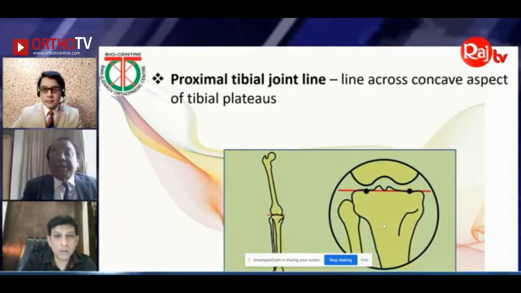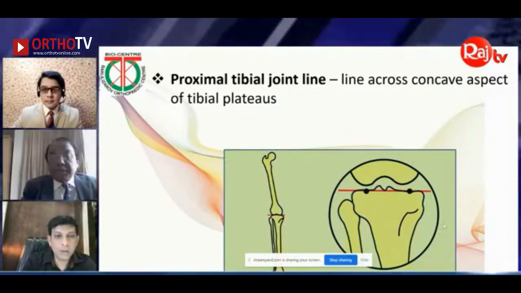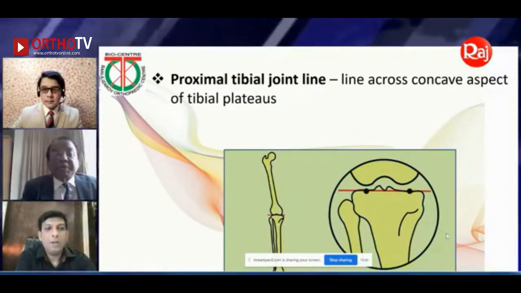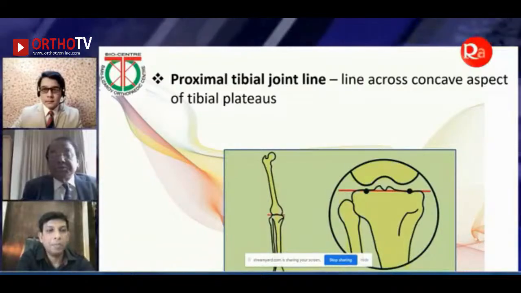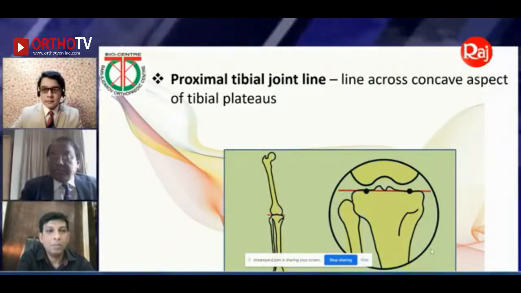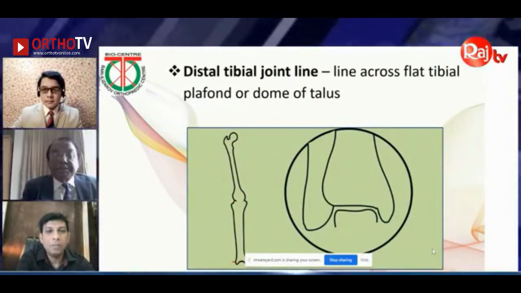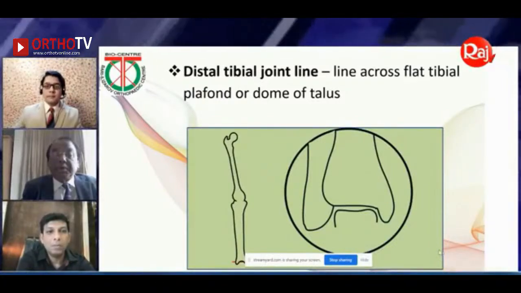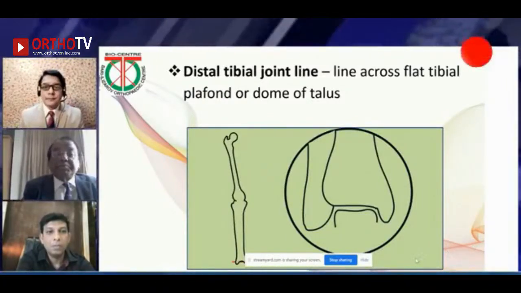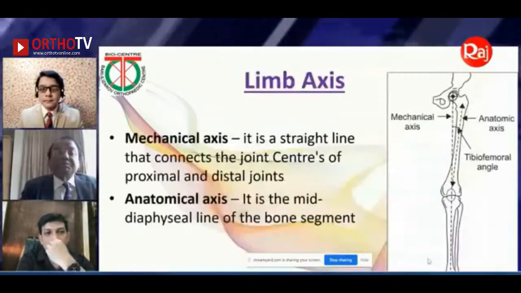Proximal tibial joint line: the line crosses the concave part of the tibial plateau. This is the proximal tibial joint line. The distal tibial joint line is also very important: the line across the flat tibial plafond or dome of the talus.